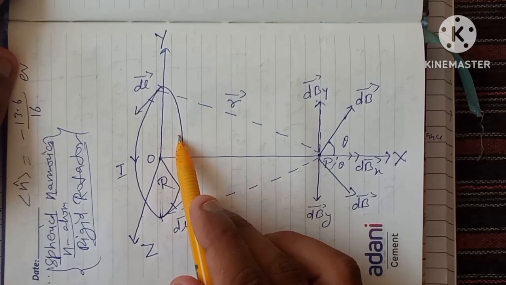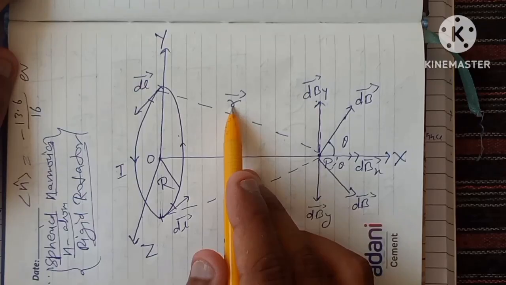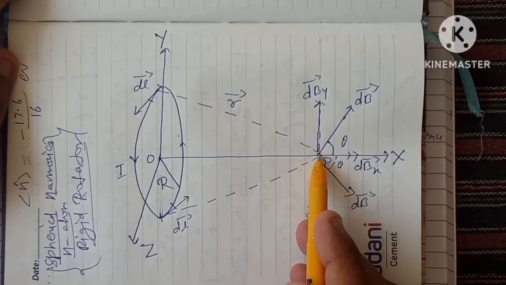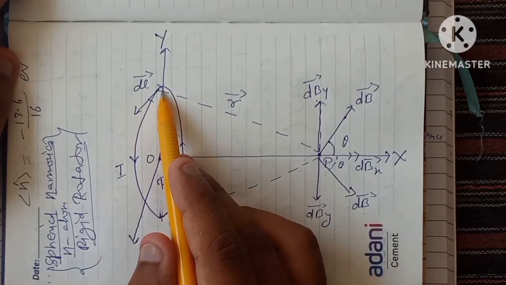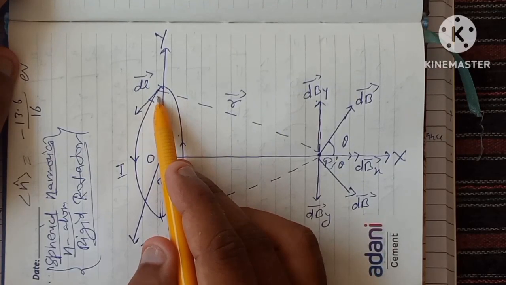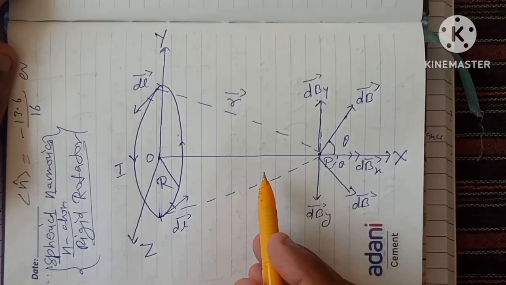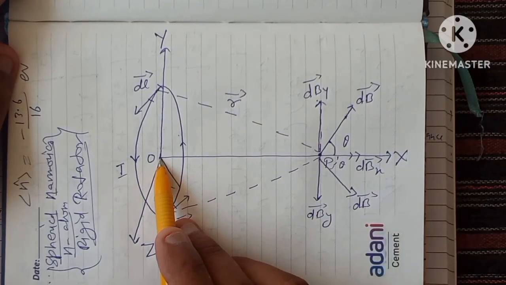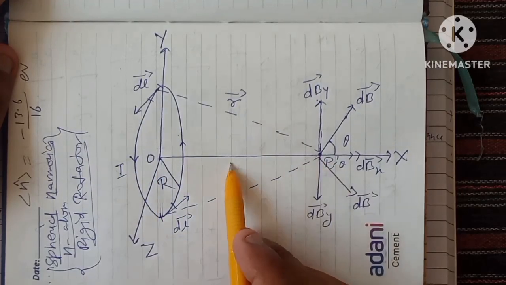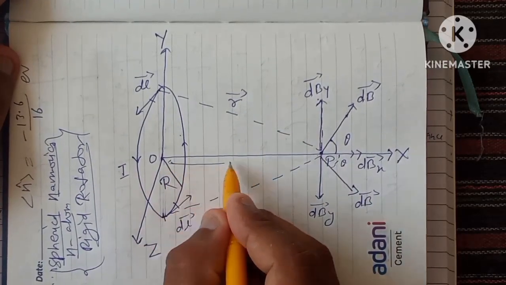Let R be the position vector of this P point from a small element, that is dl element, and let us suppose the distance between the origin of this loop and this P point is x. Let us suppose this distance is x.